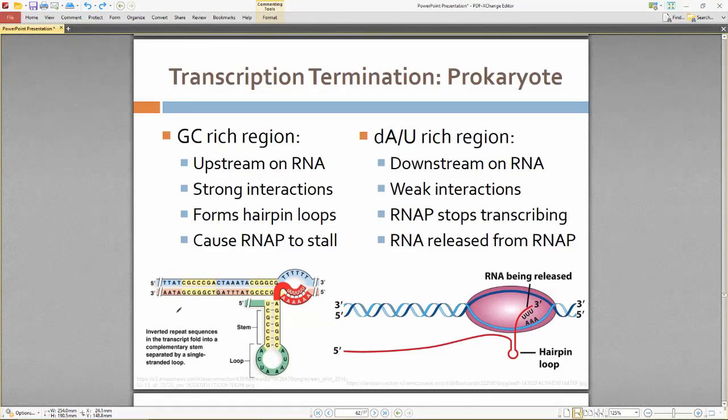So take a look at this diagram. Here's a GC-rich region. Here's another GC-rich region, which means that you have two GC-rich regions on the transcript. So what happens is, as it detaches from DNA, the interactions between these two GC-rich regions are going to create something called a hairpin loop. So this big thing is called a hairpin loop. And this also causes RNAP to stall. Does that make sense? And right after the GC-rich region, there's something called a deoxyadenine uracil rich region.